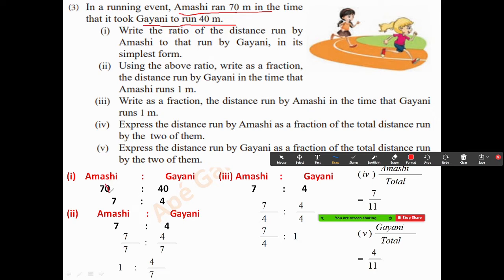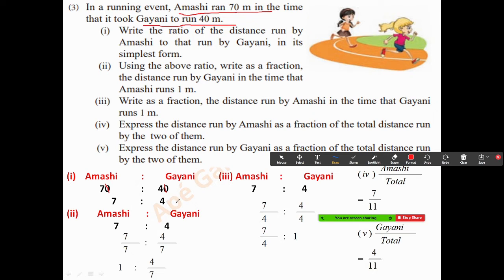When you divide by 10, you can cut one zero. When you divide the other side by 10, you can cut one zero. Then 7 remains from this side, 4 remains from this side, 7 to 4. So what is the answer? What is the ratio in the simplest form?